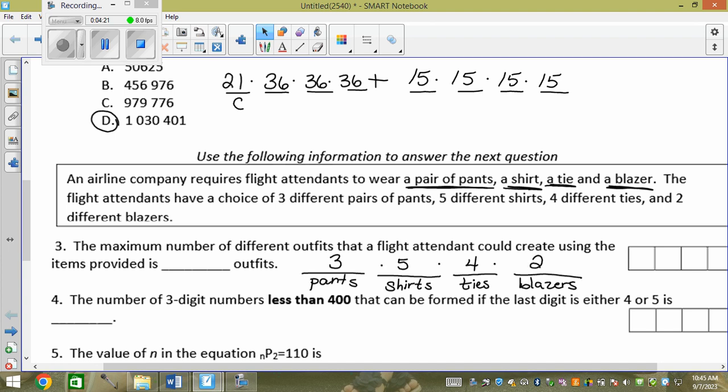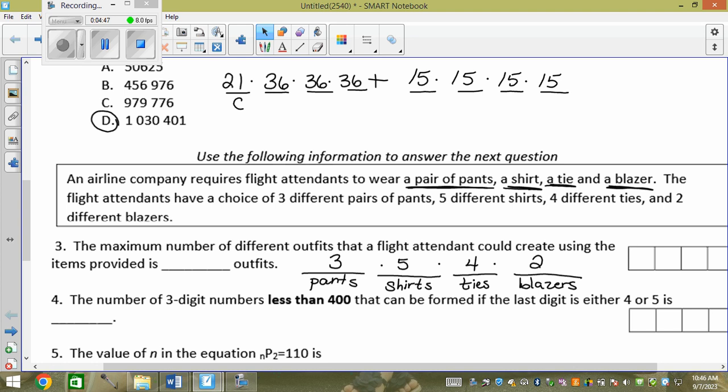Now sometimes on the diploma and on tests, what will happen is they'll give you how many pants, how many shirts, how many ties, maybe don't tell you how many blazers, but they tell you the total number of outfits, right? So then you would put in 3, 5, 4, X equals the total, and then just solve it like an equation, right? Take these, multiply them together, and divide them, right? It's not crazy complex, all right? What does this work out to?